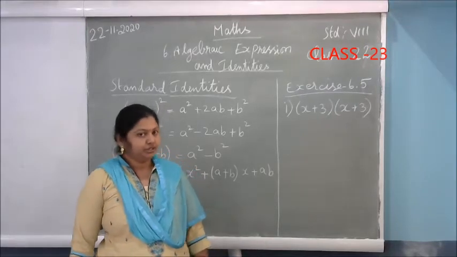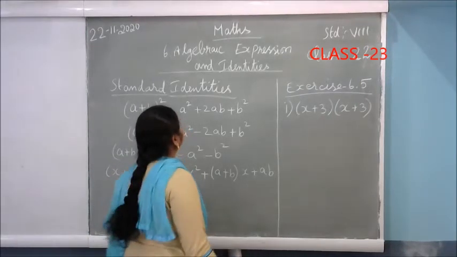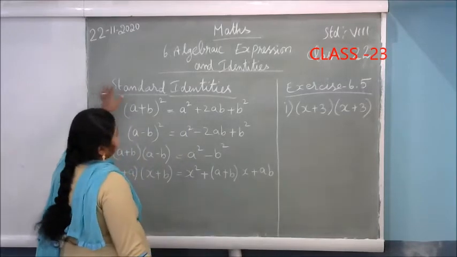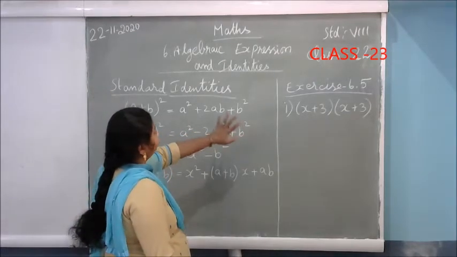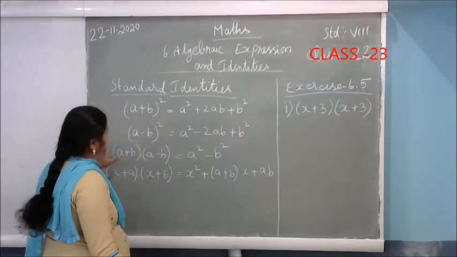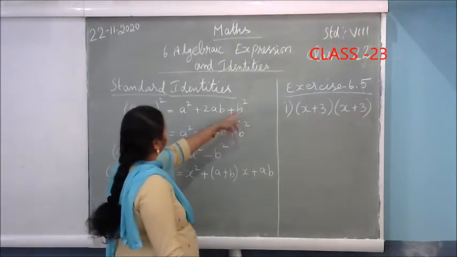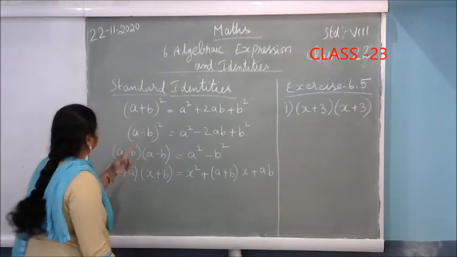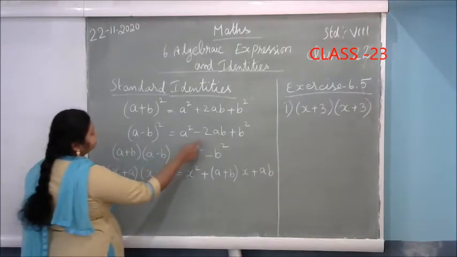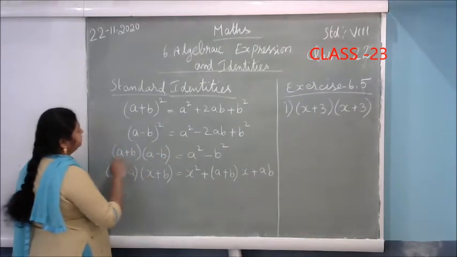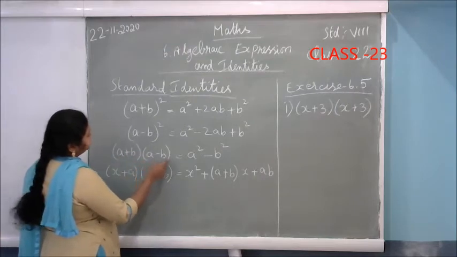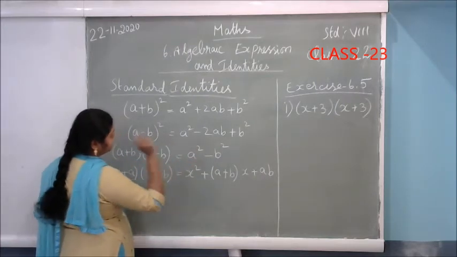Good morning students. Today in class 22 we will see the exercise 6.5. Before starting that you should learn all these four formulas. a plus b the whole square is equal to a square plus 2ab plus b square. a minus b the whole square is equal to a square minus 2ab plus b square.